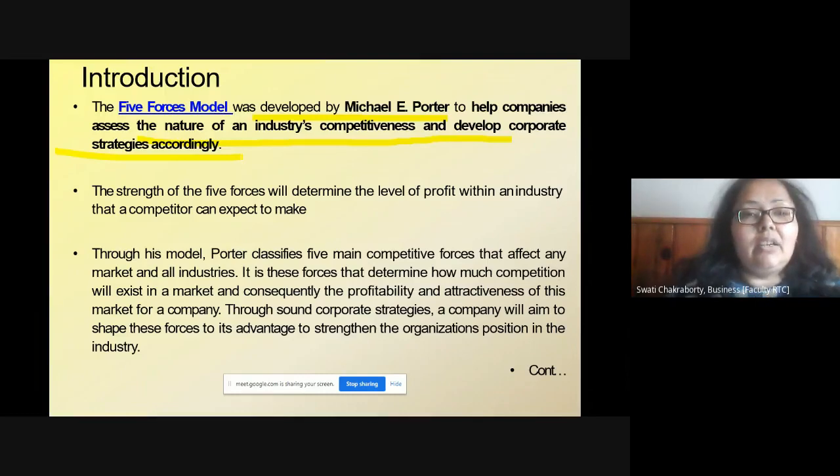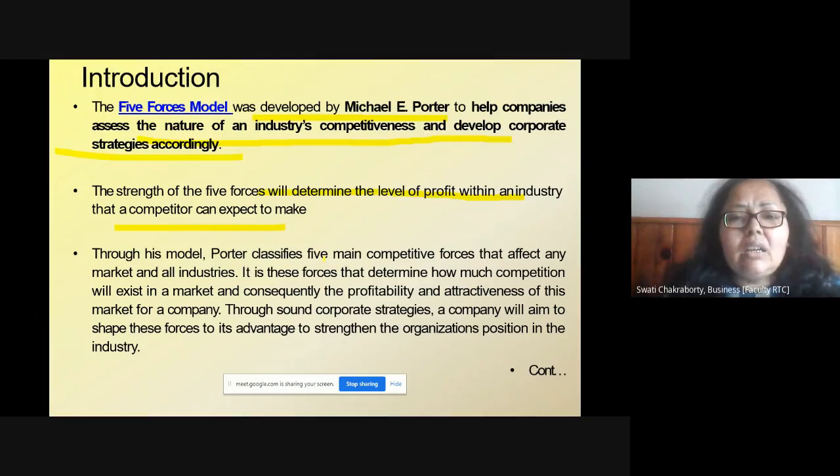These five forces determine the level of profit within an industry that a competitor can expect to make. Through this model, Porter talks about the five forces that affect any market and all industries. These forces also determine how much competition will exist in a market, which ultimately results in the profitability and attractiveness of the market for a company, right? With the help of proper strategy, a company can shape these forces and bring them to its advantage to strengthen its position in the industry.